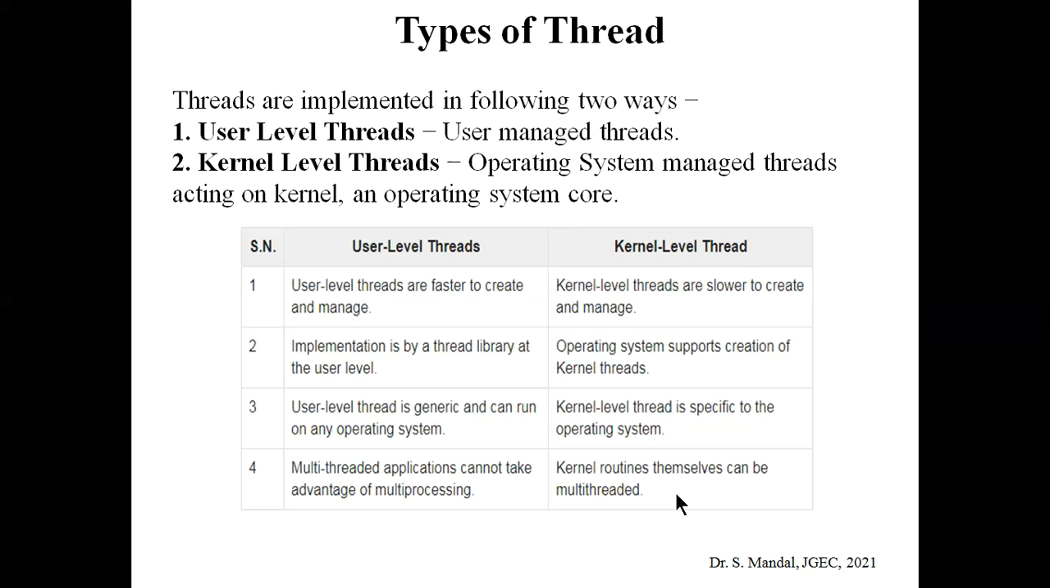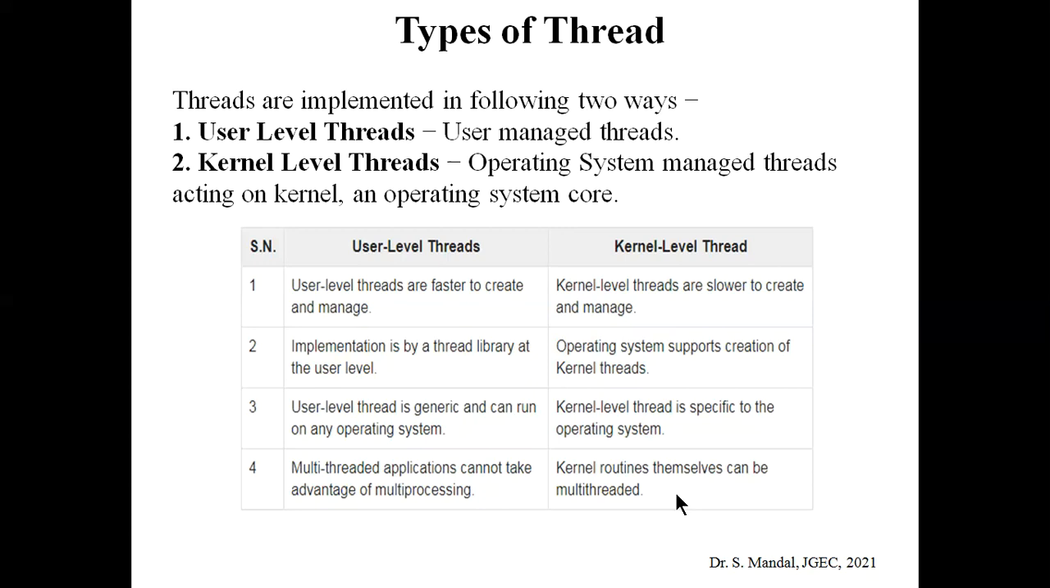User level threads are faster to create and manage, whereas kernel level threads are slower to create and manage. Second point: to implement user level threads, we need to design a thread library, whereas for kernel level threads, the operating system supports the creation of kernel threads. Third point: user level threads are generic and can run on any operating system.